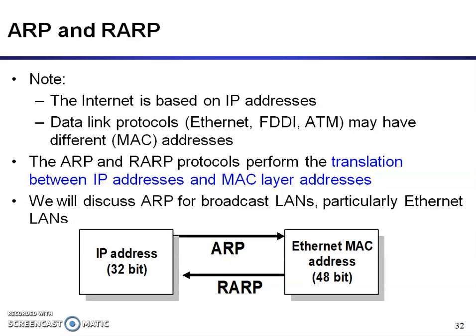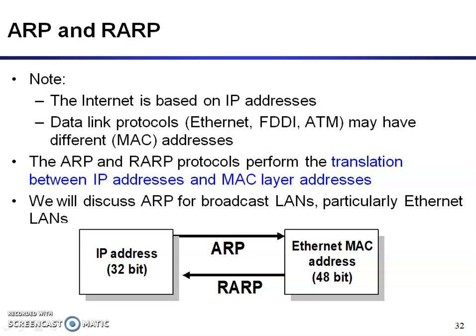Basically, the internet is based on IP addresses, because unless the IP addresses are given, the machines cannot be identified on the internet, and the entire network cannot become functional. However, as I mentioned, IP addresses are logical, and MAC addresses are physical. Data link protocols like Ethernet, FDDI, or ATM may have different MAC addresses. So MAC addresses are the actual physical addresses.